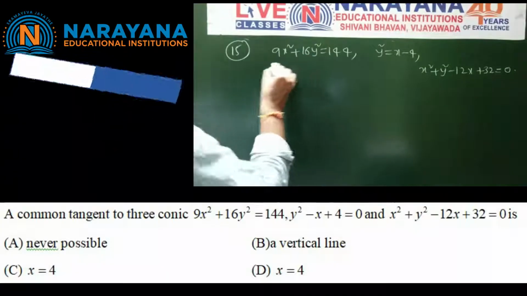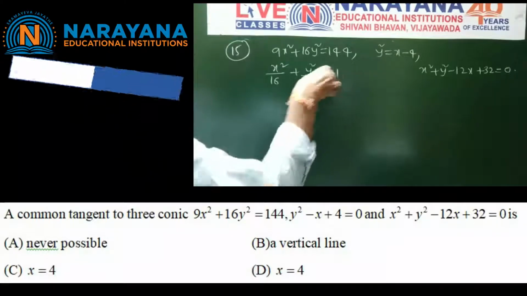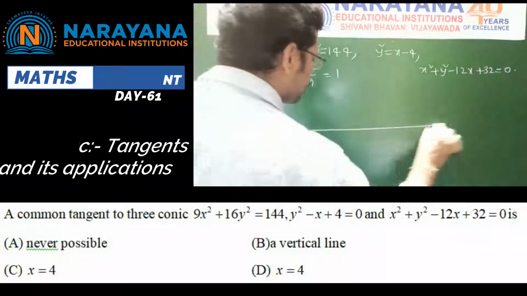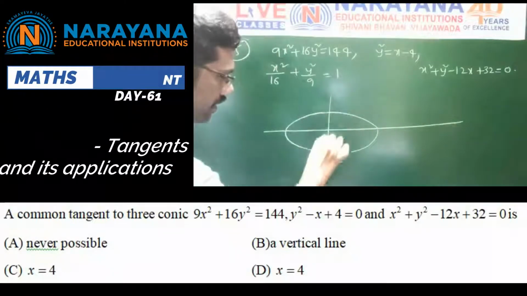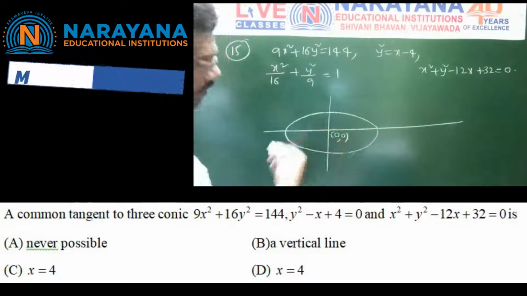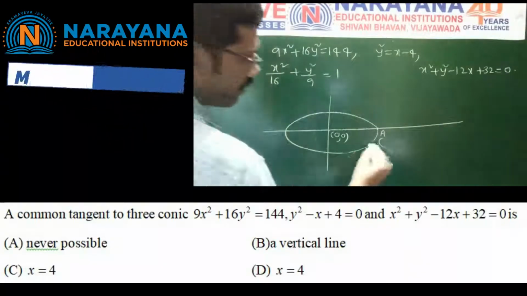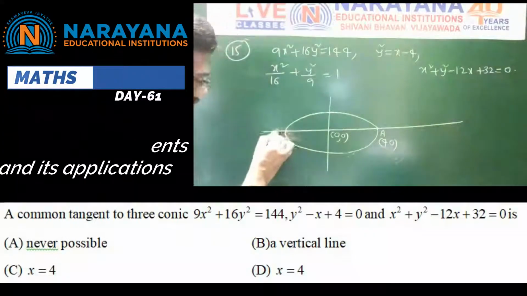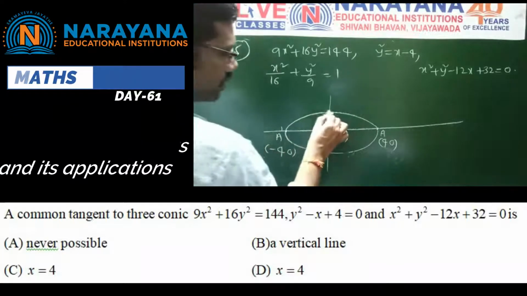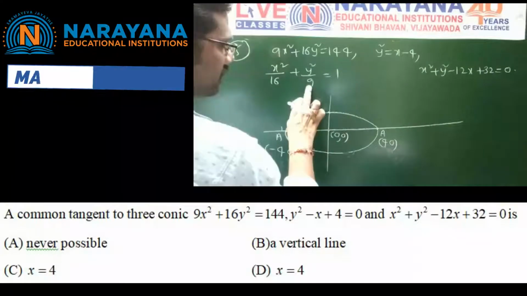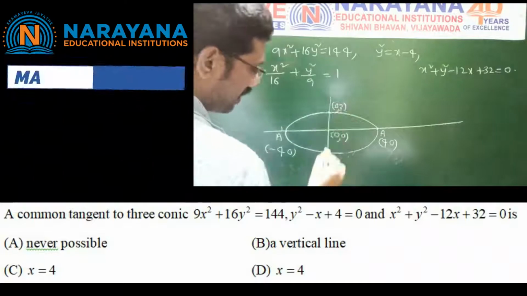First write the ellipse in standard form. Consider x square by 16 plus y square by 9 is equal to 1. This is the x-axis. First draw the ellipse. The center of the ellipse is (0, 0). What are the ends of the major axis? A square is equal to 16, so A is (4, 0) and A dash is (minus 4, 0). A, A dash are the vertices of the ellipse. B, B dash are the ends of the minor axis, B square is 9, so the ends are (0, 3) and (0, minus 3).